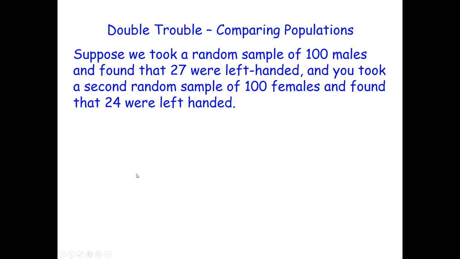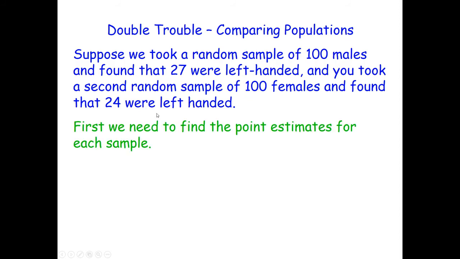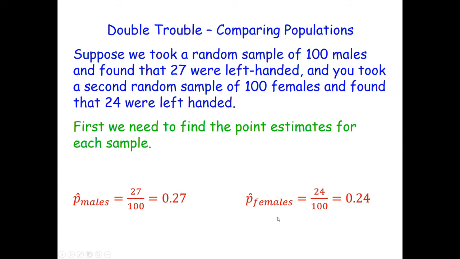And then, ooh, double trouble. That's exciting. So this is now going to be comparing populations. So we have 2 different things. We took a random sample of 100 males and found that 27 were left-handed. And we took a second random sample of 100 females and found that 24 of them were left-handed. So now we actually have 2 point estimates. We have p hat for males, our sample proportion for males, which is 27%, and p hat for females, which is the sample proportion for females. So we have our 2 proportions, and we want to compare these 2.